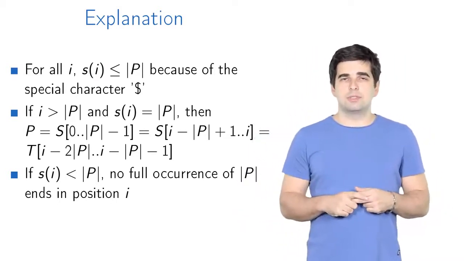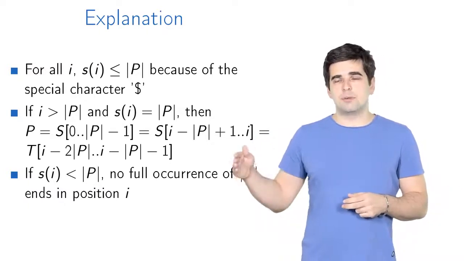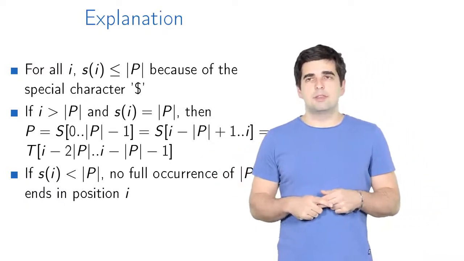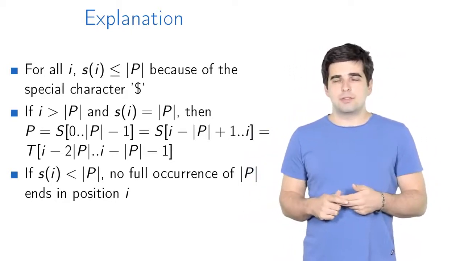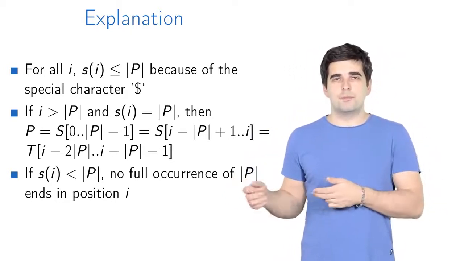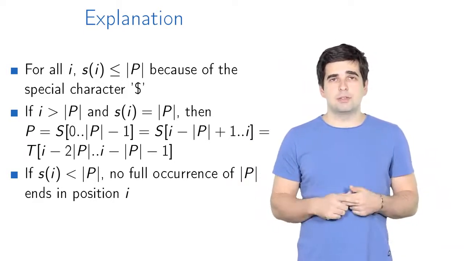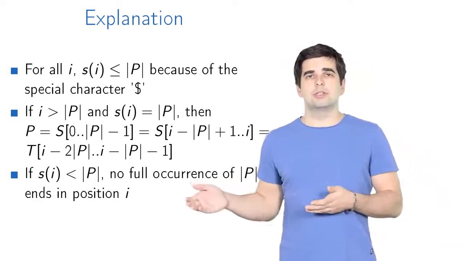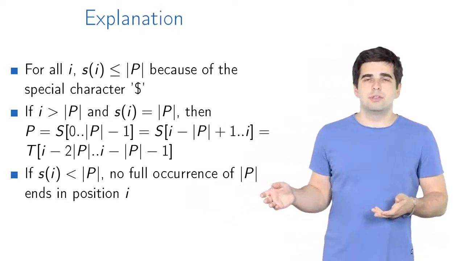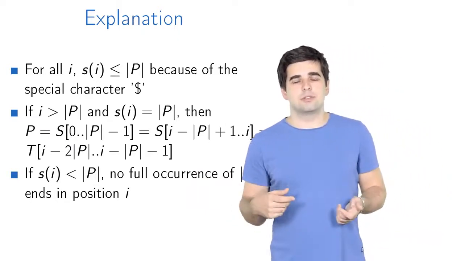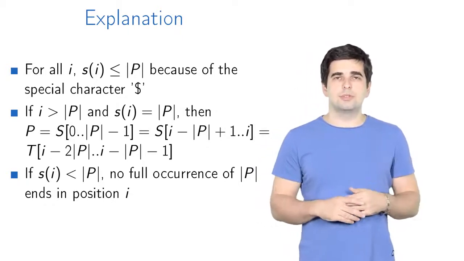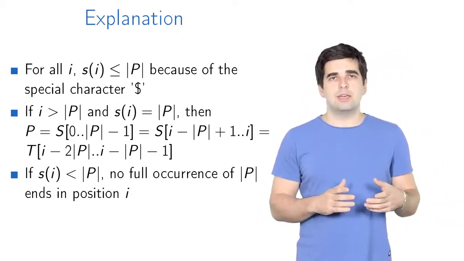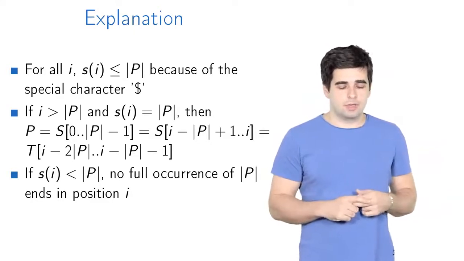If we look at a position I which is to the right of the dollar, and the prefix function is equal to the length of the pattern, then it means that the pattern is a border of the corresponding prefix of S, and so it ends in position I. We only need to determine the position in which it starts in the text T, and to do that we need to do a few computations, and we will see that this position is I minus 2 times the length of the pattern.